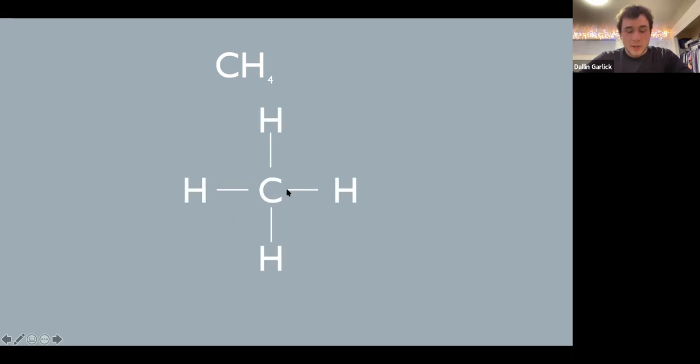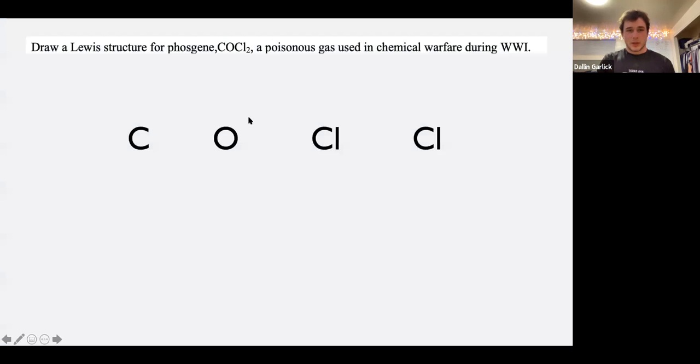And so as I also said, these lines mean 2 electrons. And so there's an electron from this hydrogen and an electron from this carbon, then this hydrogen and this carbon, and so on. So this is a fairly simple Lewis structure and a good example to start with to see how it works, how you form it, and what it is exactly. So let's do another example.